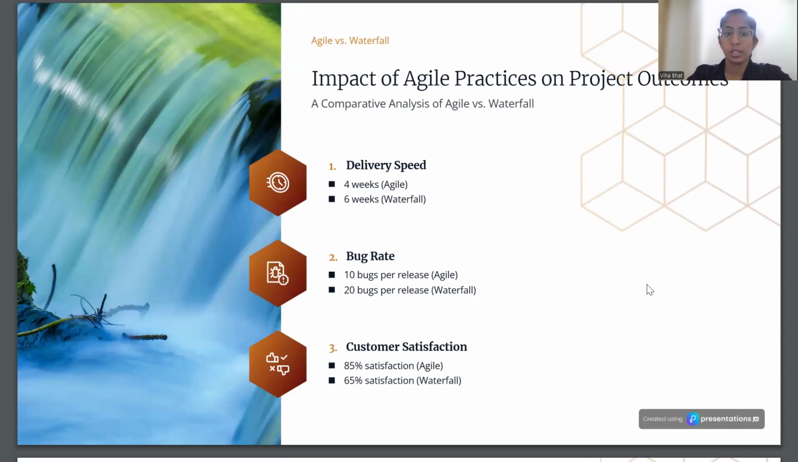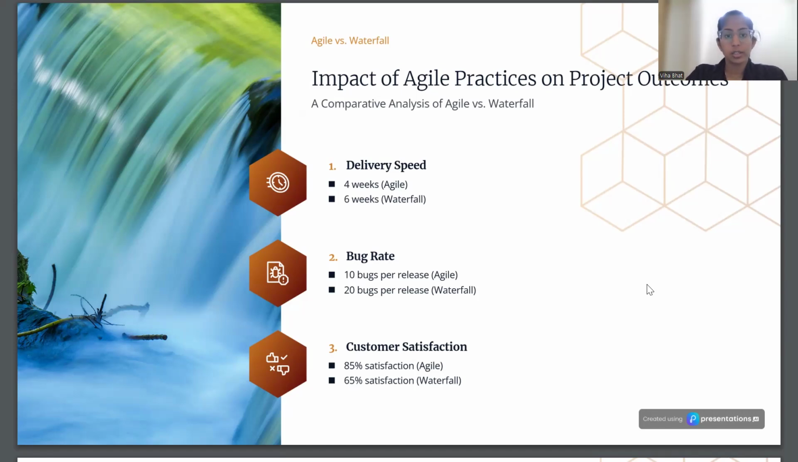The first was delivery speed. With the waterfall model, it took a minimum of 6 weeks and the maximum would be forever. With agile practice, the maximum amount it took was 4 weeks. Next, the bug rate. The number of bugs per release in agile is very low compared to the number of bugs you would find when testing your waterfall model.